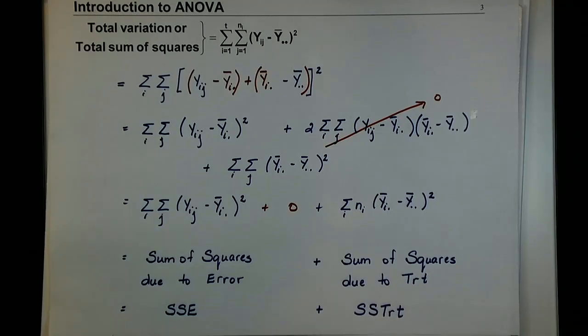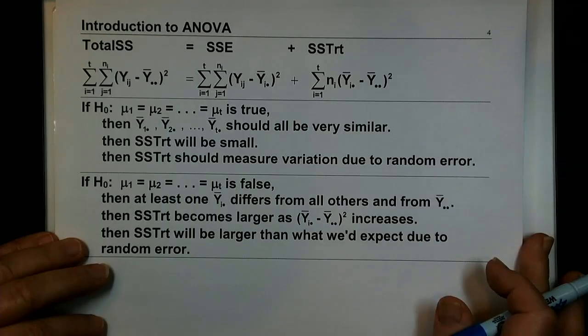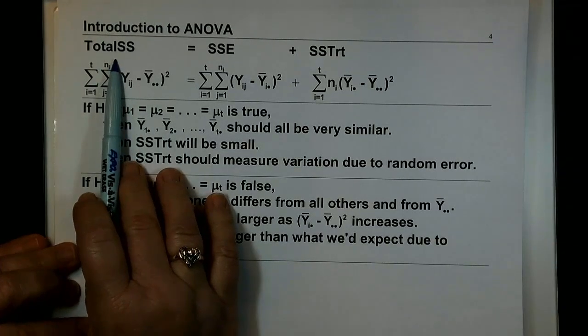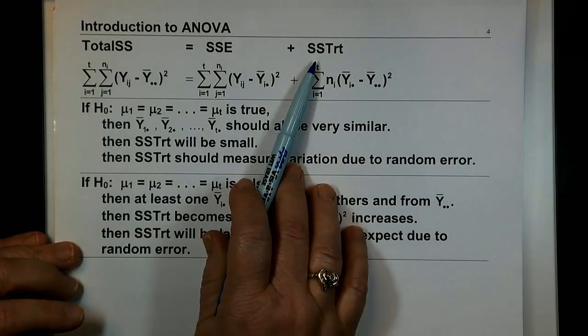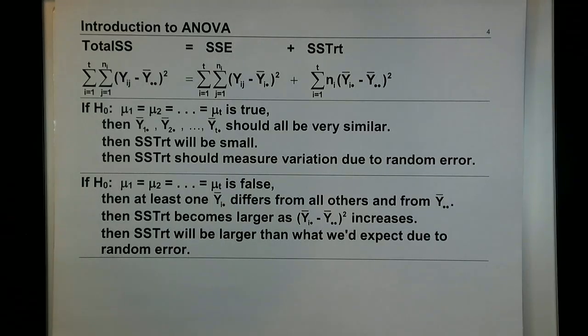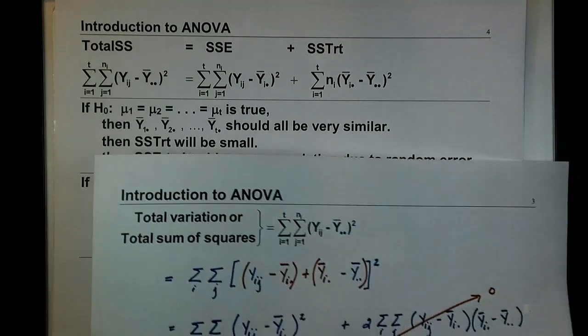I don't care for that as much as this, because we tend to use the error and treatment variation terminology a little more broadly. All right, I write total sum of squares. I think our author may write SSTOT, which looks a lot like SSTRT. So I tend to write total sum of squares equal to the error sum of squares plus the treatment sum of squares.